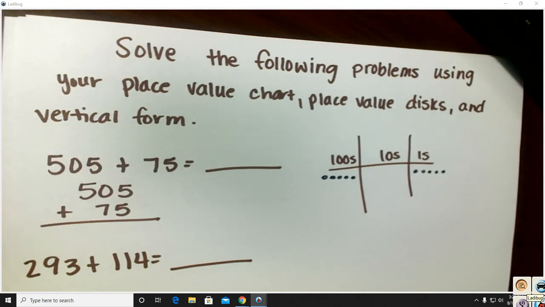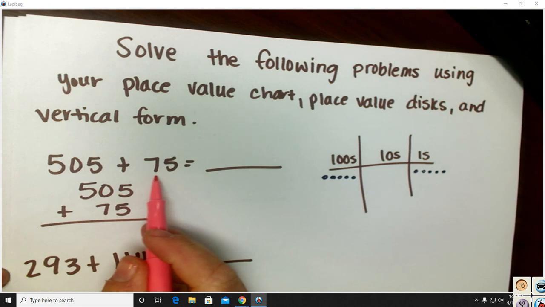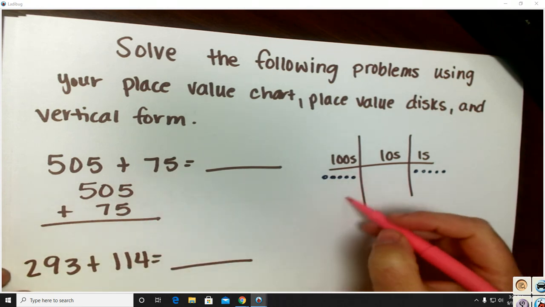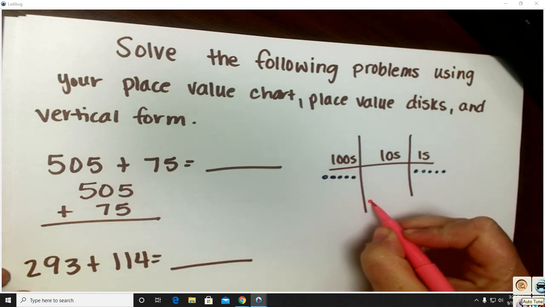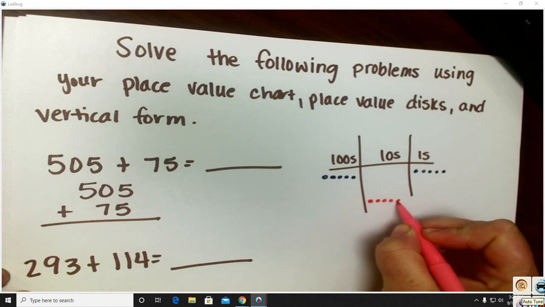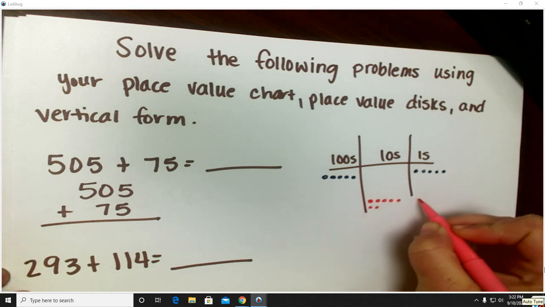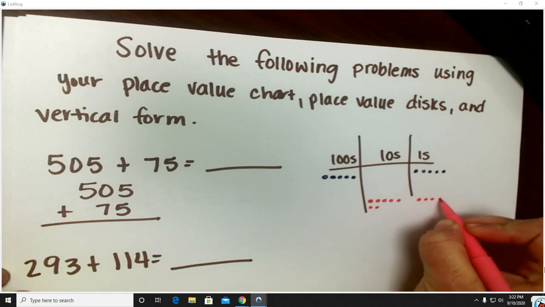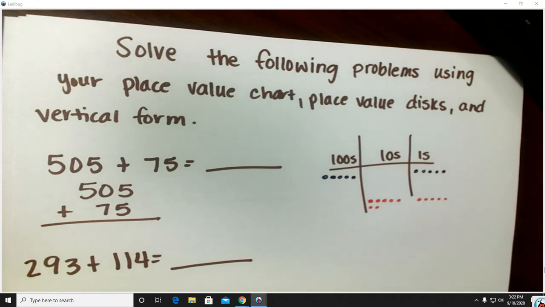I'm just going to grab a different color. That way you can distinguish between the two numbers. 75 is my second number, so I don't have any hundreds. I have 7 tens and 5 ones. So now that I have modeled my numbers in the place value chart, I'm ready to add.